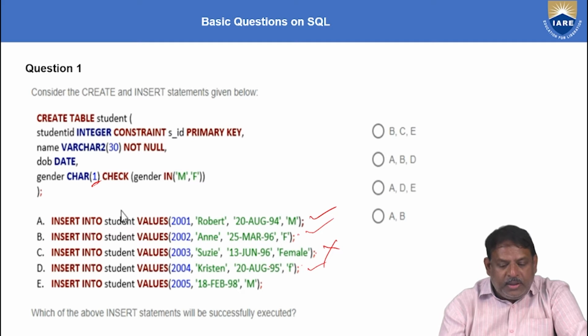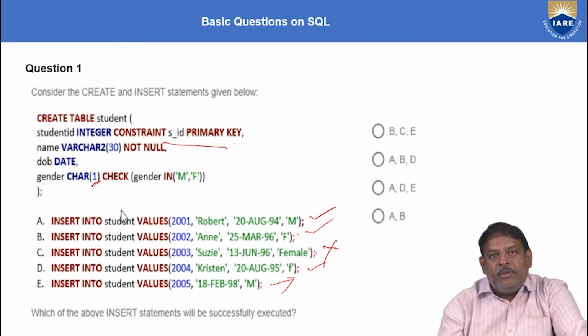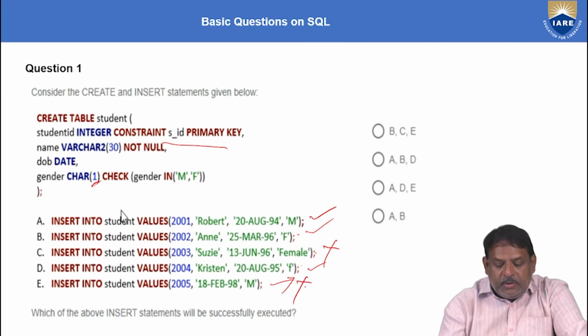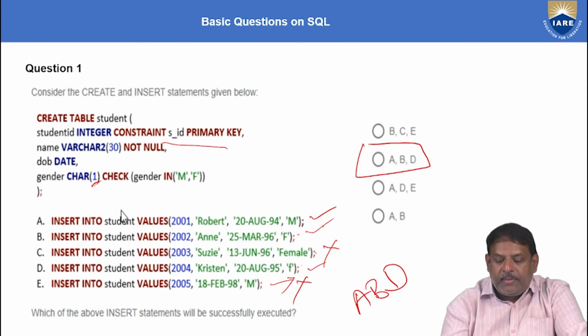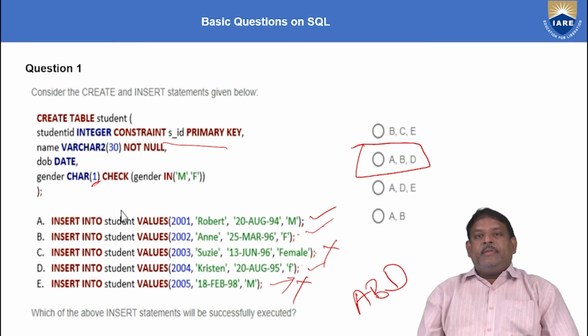Here we are not seeing the name of the student, and we know that the name should be not null. So this will not succeed. So we are left with A, B, and D. So the answer should be ABD. So option B is the right answer.